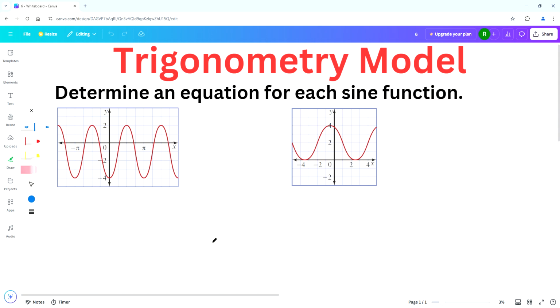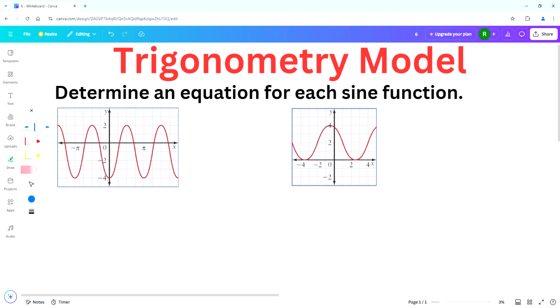In this video, we'll solve a problem using a trigonometry model. As per the problem, determine an equation for each sine function. We are given these two graphs and we have to write a sine function equation for each one. Let's start with the one on the left side.